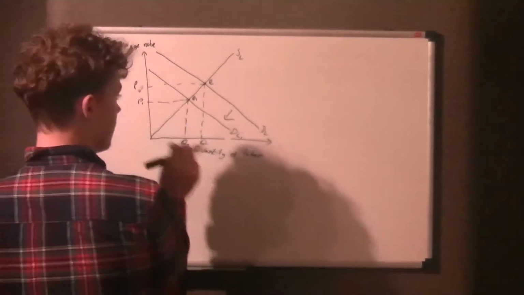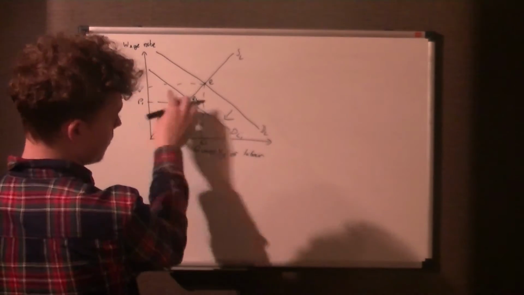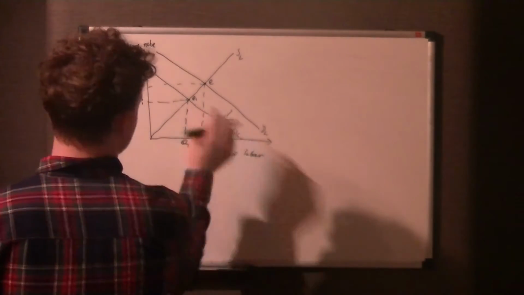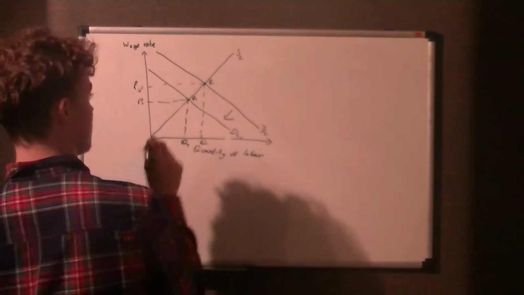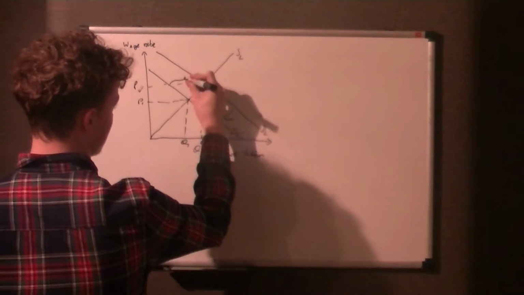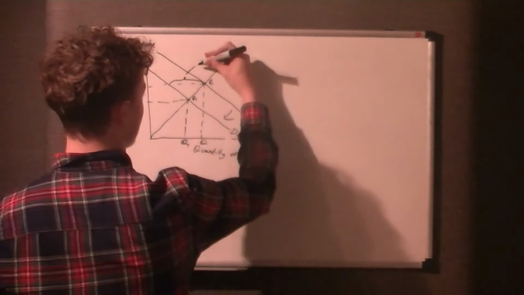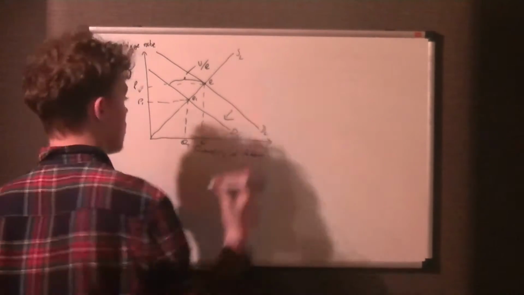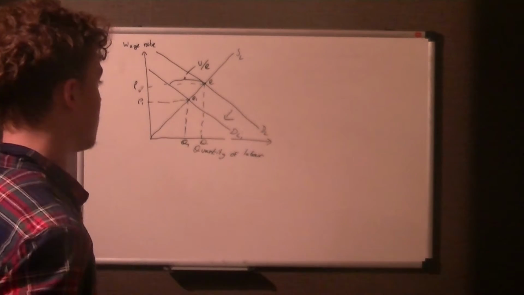So we have this difference between DL1, demand for labour 1, and the demand for labour and the supply of labour intersecting the original curves. And at this point we have something called unemployment. I've just denoted it by U over E. That is unemployment.